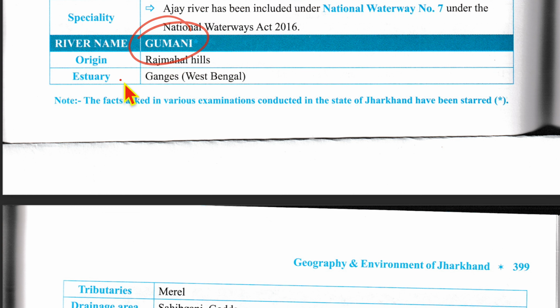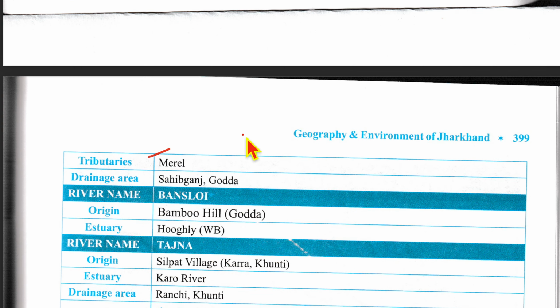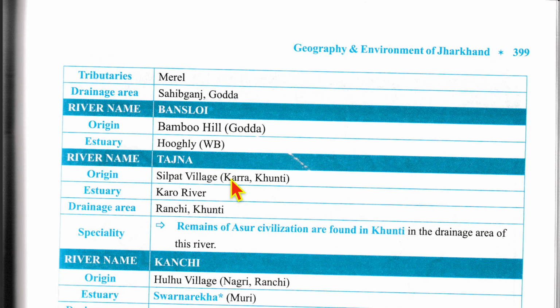Now Gumani River originates in Rajmahal Hills. It joins Ganga River. Tributaries are Marel. Drainage area is Sahibganj and Godda. River Bansoli originates in Bamboo Hills in Godda and it joins Hooghly in West Bengal.